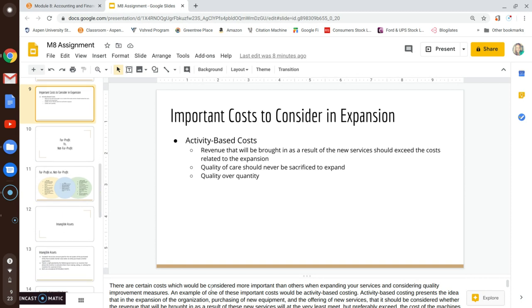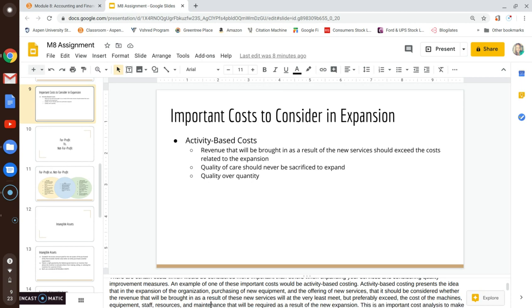There are certain costs which would be considered more important than others when expanding your services and considering quality improvement measures. An example of one of these important costs would be activity-based costing. Activity-based costing presents the idea that in an expansion of the organization, purchasing of new equipment, and the offering of new services, it should be considered whether the revenue that will be brought in as a result of these new services will at the very least meet but preferably exceed the cost of the machines, equipment, staff, resources, and maintenance that will be required as a result of the new expansion.